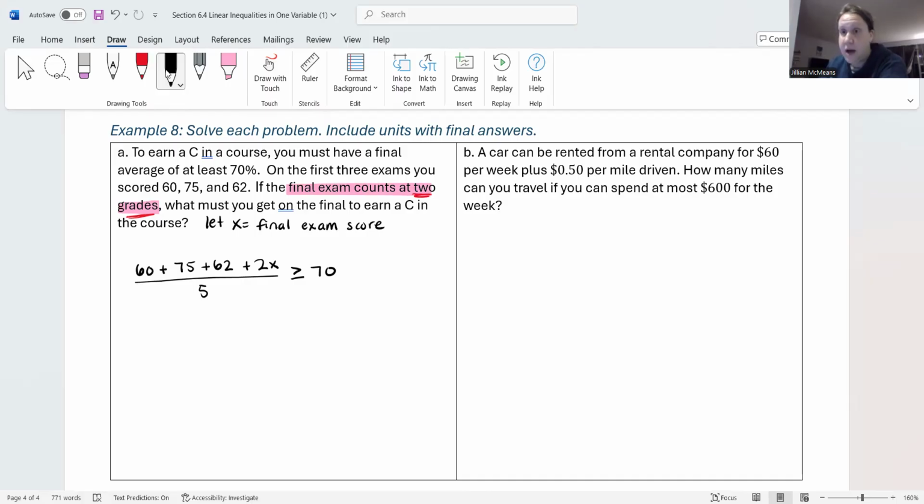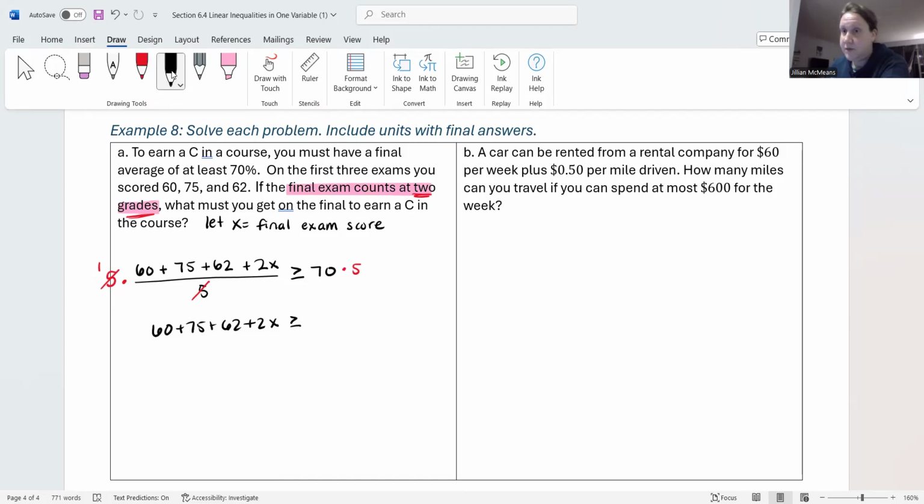I think for me, the first thing I want to do is get rid of the fraction. So if I want to get rid of the fraction, I can multiply both sides of an inequality or an equation by the LCD. Well, in this case, we only have one denominator, so that is the LCD. So I'm going to multiply both sides of this inequality by 5. Okay? Well, what ends up happening on the left, the 5 in the denominator divides into the LCD of 5 one time, and that 1 just gets multiplied by the numerator, so we're just left with the numerator. So we would end up getting 1 times 60 plus 75 plus 62 plus 2x. And then that has to be greater than or equal to 70 times 5 now.